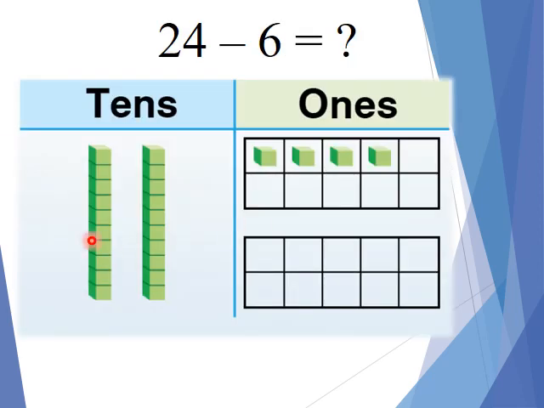Let's use base 10 blocks to model this problem. First, we show the number 24, 2 tens and 4 ones. Now we need to subtract 6 ones. But there aren't enough ones to subtract 6. The model only shows 4 ones. How can we show subtracting 6 ones?